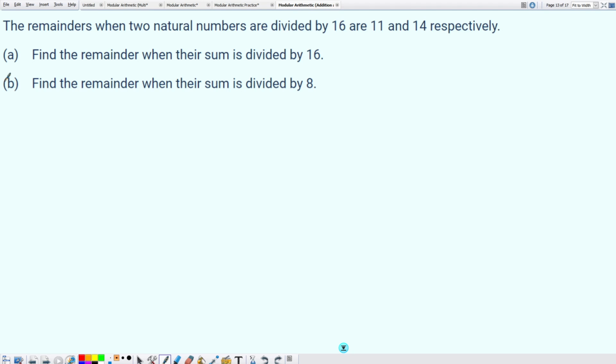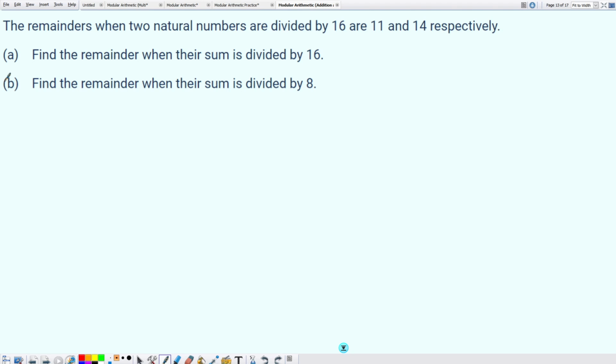The remainders when two natural numbers are divided by 16 are 11 and 14 respectively. Find the remainder when their sum is divided by 16. And find the remainder when their sum is divided by 8.